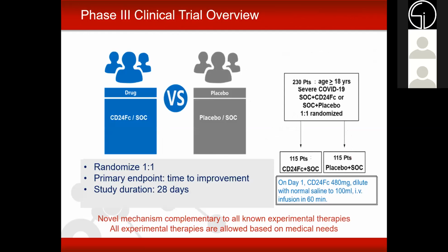So we designed this phase 3 clinical trial very simply, just a randomized, double-blind, placebo-controlled trial. We plan to have 230 adult patients. They all have severe or critical COVID-19, and we randomize them one-to-one. Half of them receive CD24FC, half of them receive the placebo.